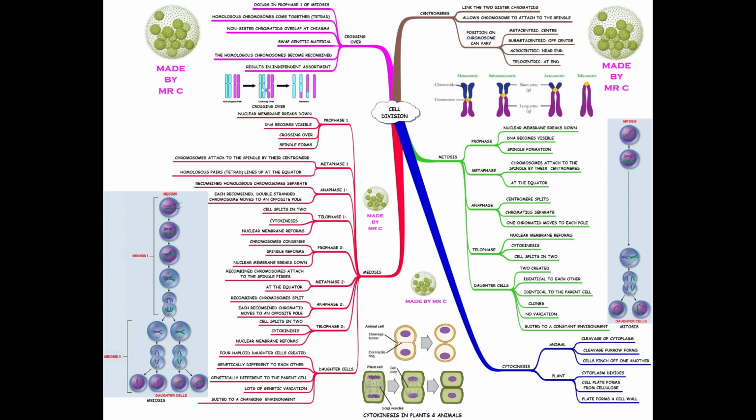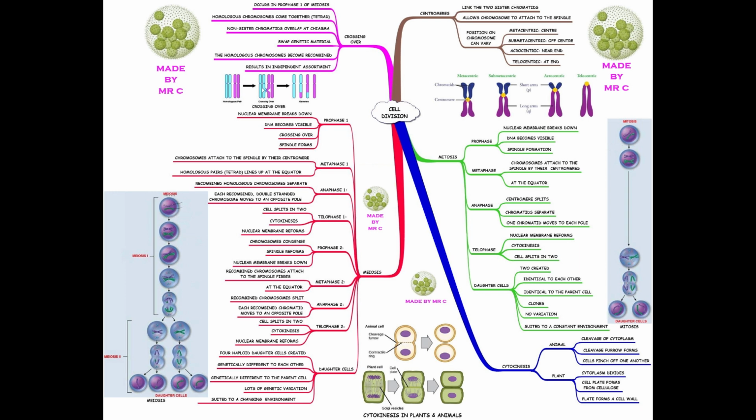In cytokinesis, two daughter cells are made. The two daughter cells created are identical to both each other and the parent cell. They are in fact clones. There's no variation. This form of cell division is perfectly suited to a constant environment.